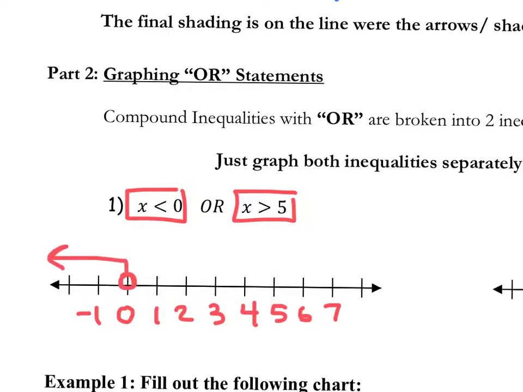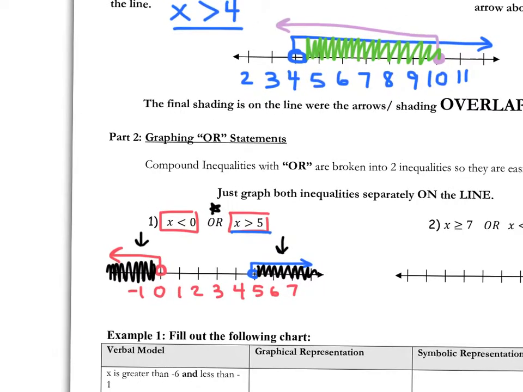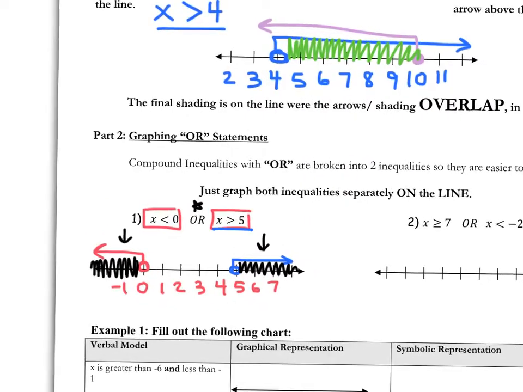Less is left, all right? And for my second inequality, I got greater than 5. So open circle on 5, greater than is to the right. All right, now this is an or problem. For or problems, I just shade wherever I see an arrow. Obviously not in between because there's no arrow in between the two pieces. So there's my first or example.